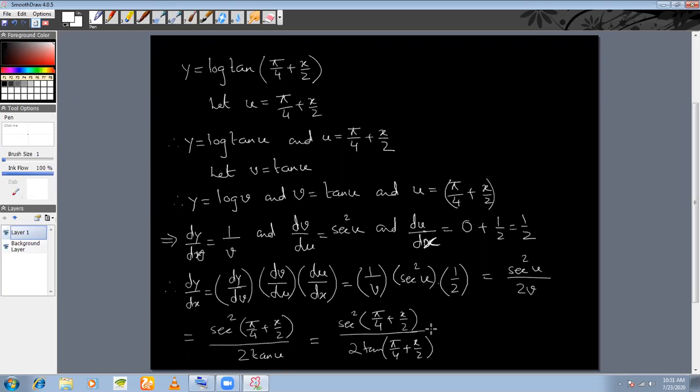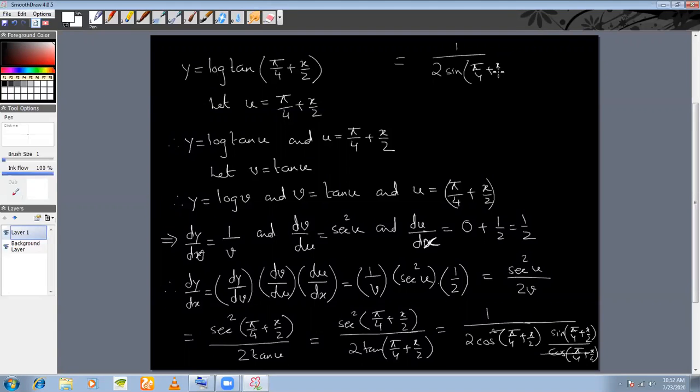This is your derivative. Now you can simplify by changing to sine and cos. You change sec square to 1 by cos square and tan to sine by cos. So sec square becomes cos square (pi by 4 plus x by 2), and tan becomes sine (pi by 4 plus x by 2) divided by cos (pi by 4 plus x by 2). So this cos cancels with one cos, and I simply get 1 by 2 sine (pi by 4 plus x by 2) cos (pi by 4 plus x by 2).